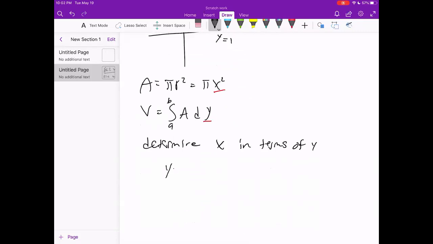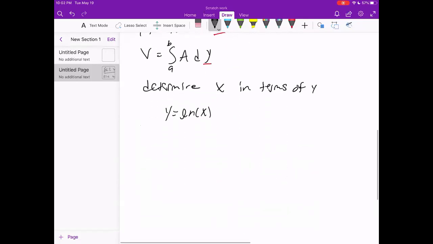So I'm sitting on the line y equals ln of x. The idea is, I can solve this for x. And to do that, you'll remember I need to exponentiate. I need to turn both sides into exponents. So I'm going to write e to the y is equal to e to the ln of x.